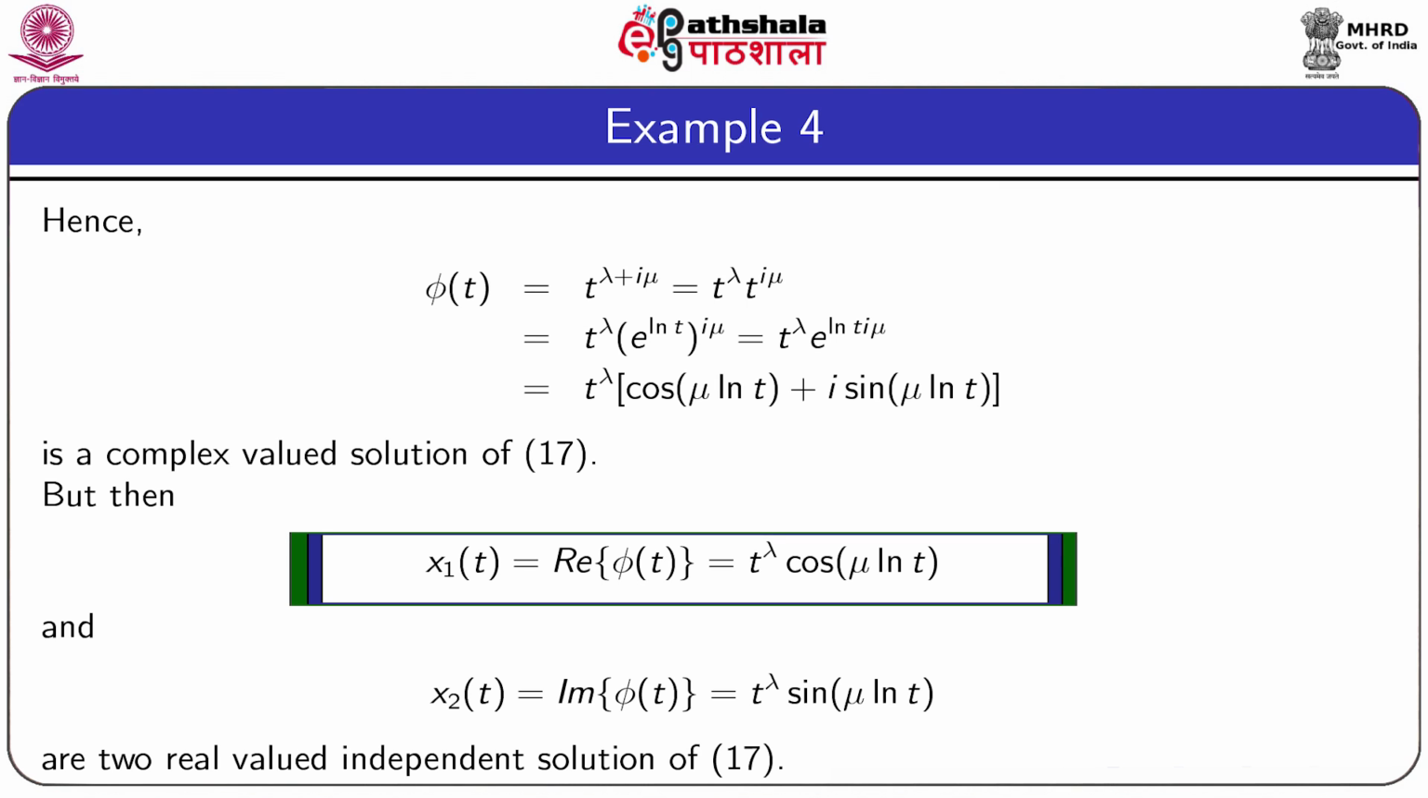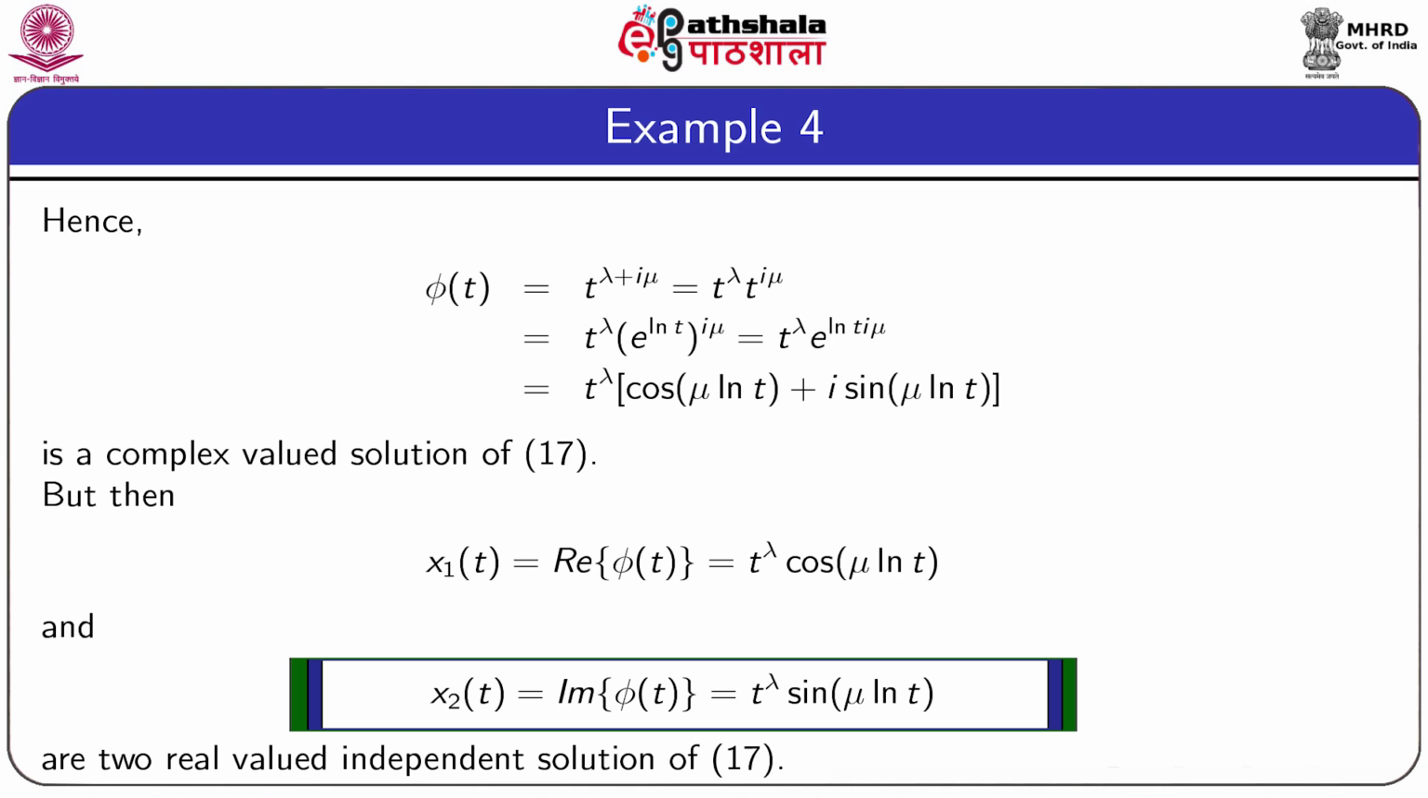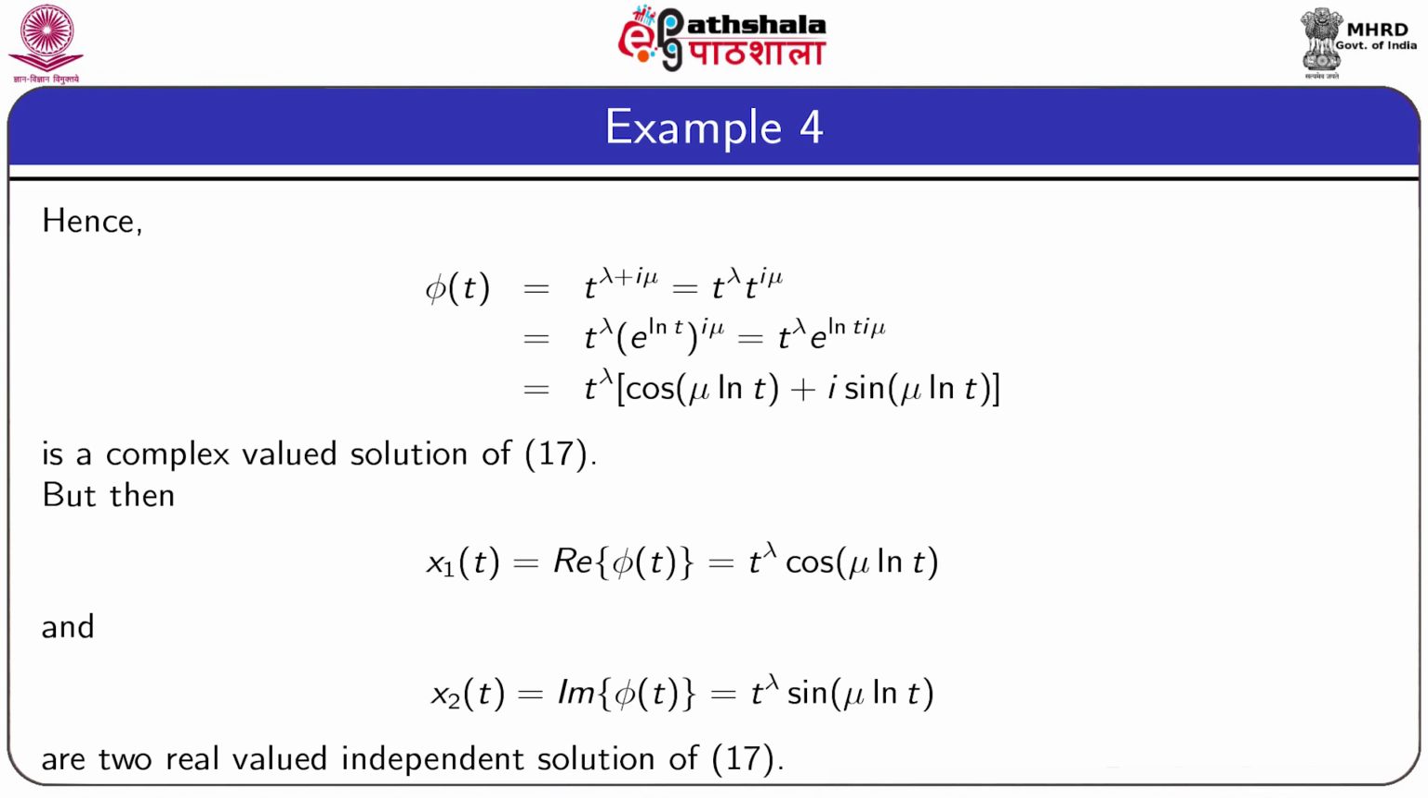If we take x1 equal to the real part of phi(t), which is equal to t to the power lambda cos(mu log t), and x2 equal to the imaginary part of phi(t), which is t to the power lambda sin(mu log t), they are the two real valued independent solutions of 17.